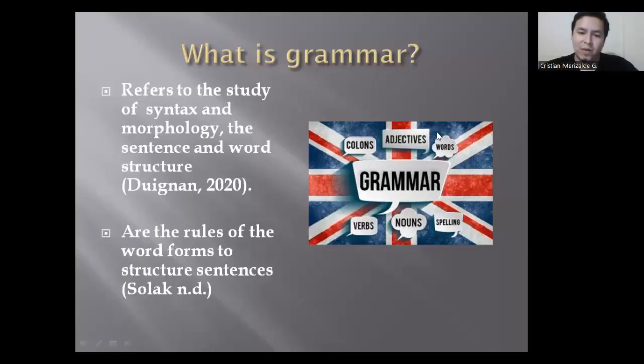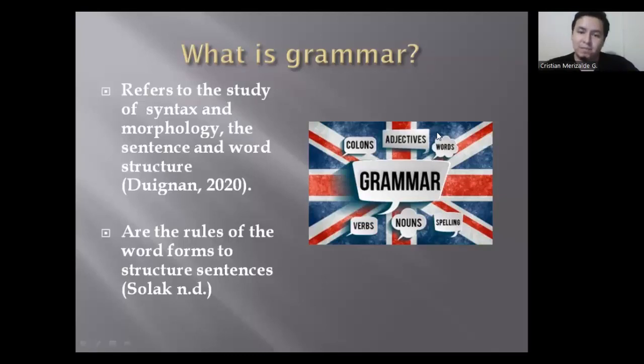For example, when you have a word, I don't know, walked, you have walk and ed at the end. So when you gather those morphemes, you have a word. Those are the morphemes, and this is what the syntax and the morphology are about.